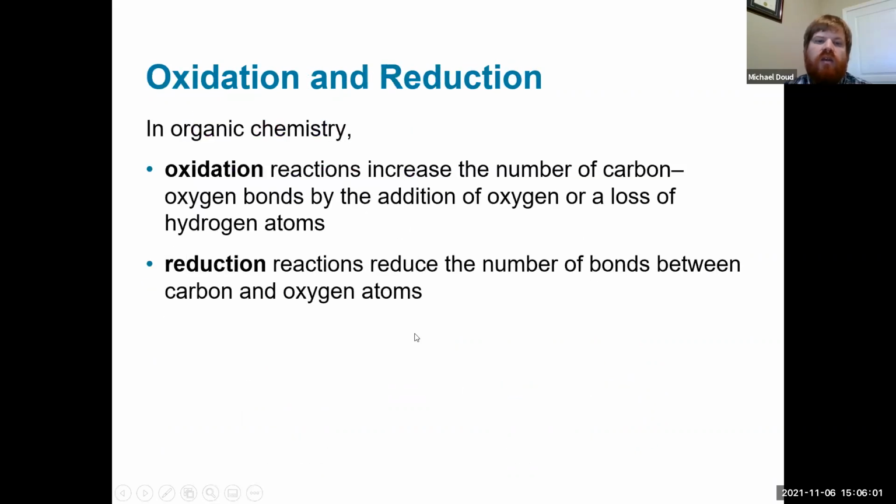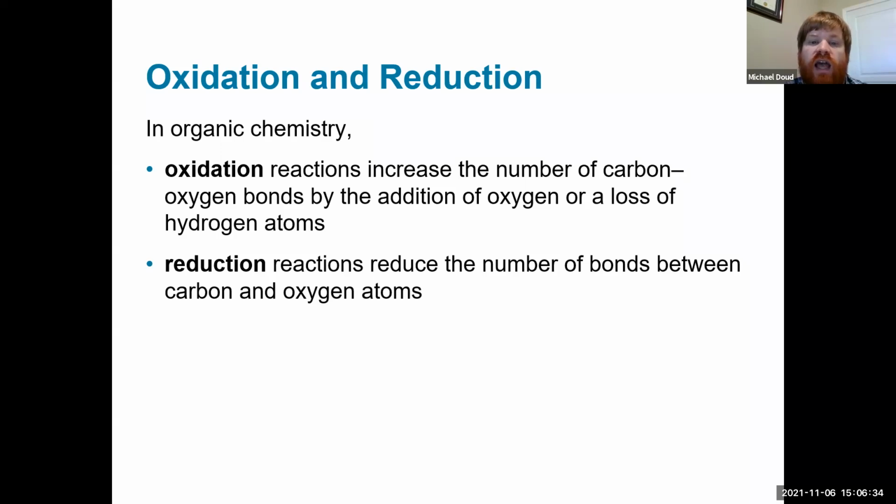Okay. So now, what we want to talk about next is the oxidation and reduction of organic compounds. Now, we talked a lot about oxidation and reduction in a previous chapter where we were looking at the transfer of electrons from metals to nonmetals. Now, in organic chemistry, we have a simpler way of looking at it, where basically what we're going to do is look at the reactants and the products. And a carbon becomes oxidized if the number of carbon-oxygen bonds that it has increases.